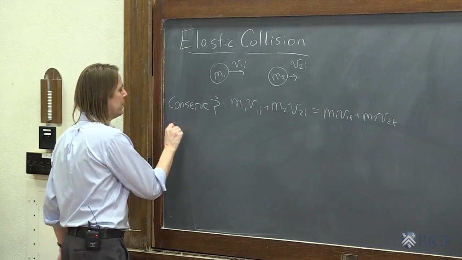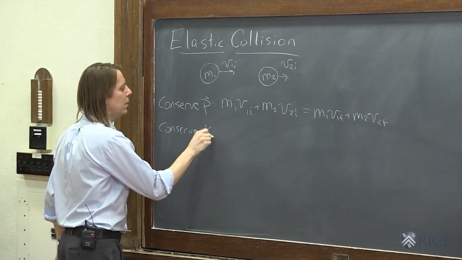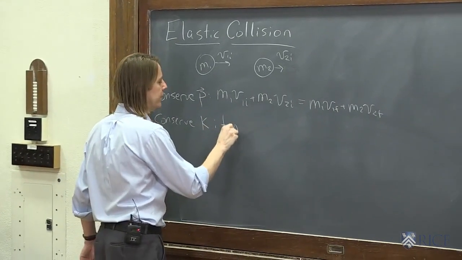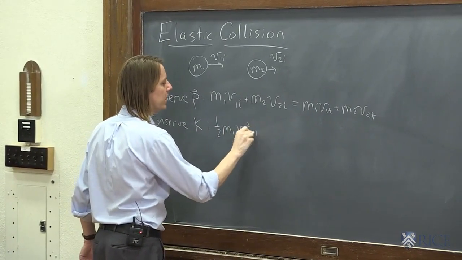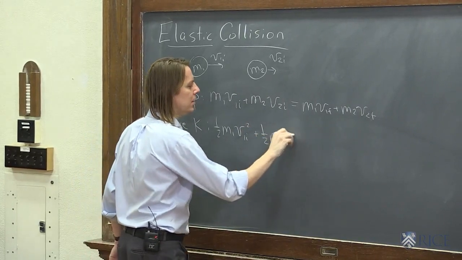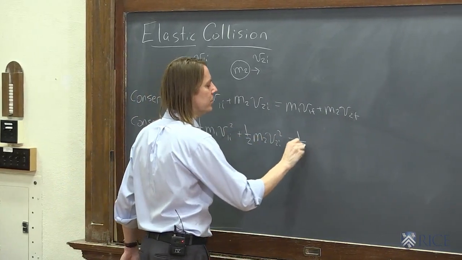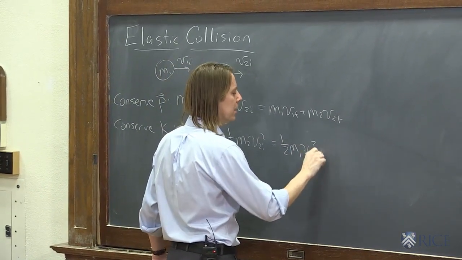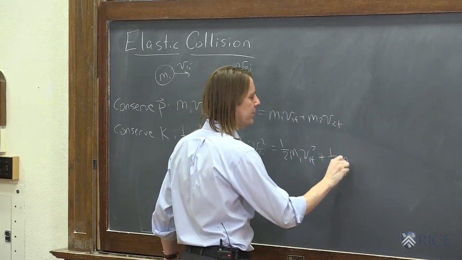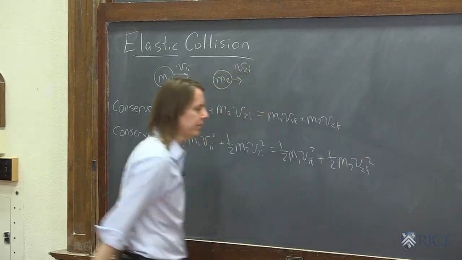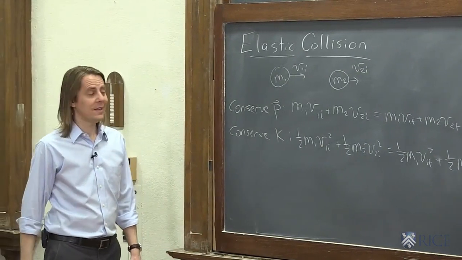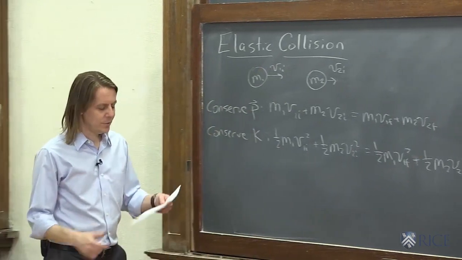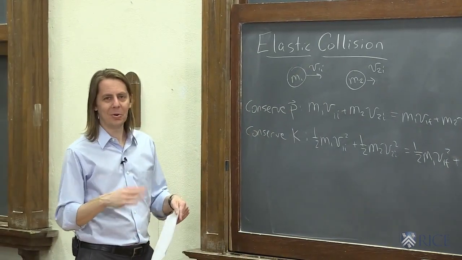And then we want to conserve the kinetic energy. Well, we say 1/2 M1 V1 initial squared plus 1/2 M2 V2 initial squared equals 1/2 M1 V1 final squared plus 1/2 M2 V2 final squared. There we go. Now, we have two equations and still just two unknowns, V1 final and V2 final. So in principle, we're done.